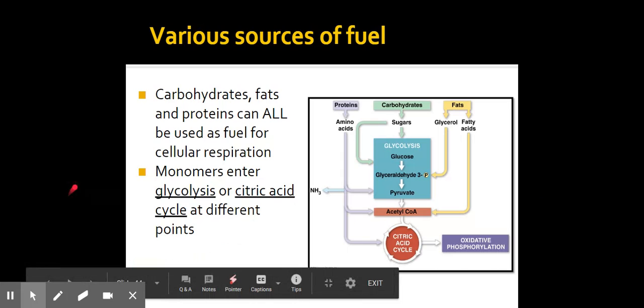So there you have it. That's our breakdown of oxidative phosphorylation and anaerobic respiration.